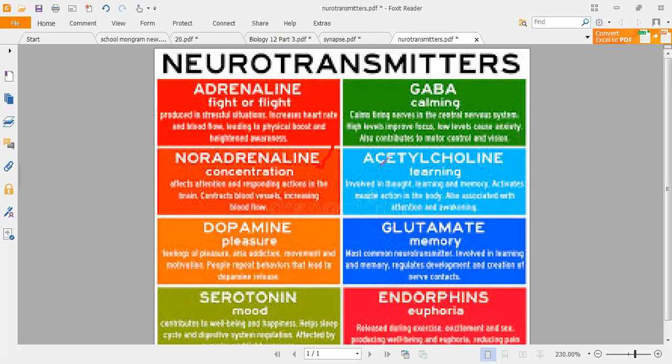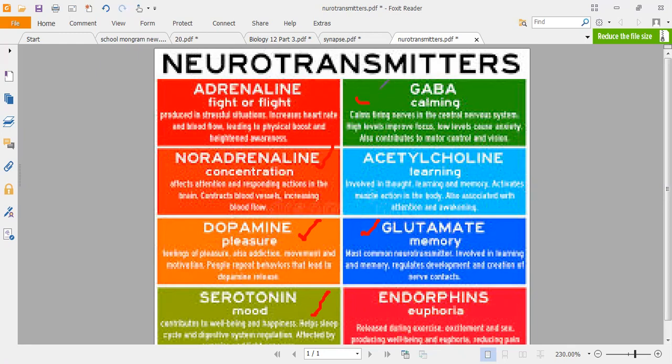Then we have seen dopamine and serotonin. These are excitatory, and glutamate is also an excitatory neurotransmitter, and they act for memory and cognition, and they change the mood and pleasure as well.